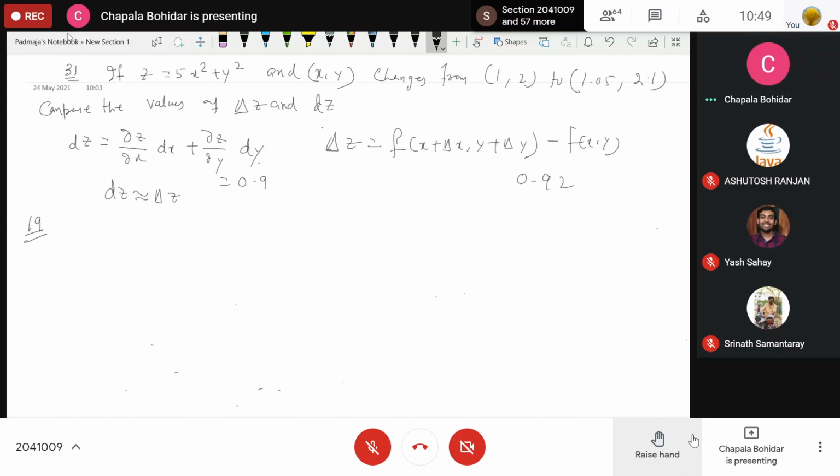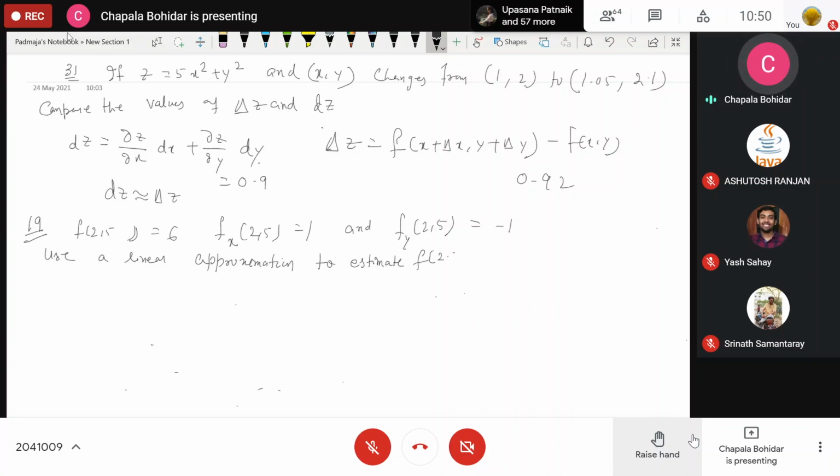Given that f is a differentiable function, with f of 2, 5 equal to 6, f sub x of 2, 5 equal to 1, and f sub y of 2, 5 equal to -1, use a linear approximation to estimate f of 2.2, 4.9.